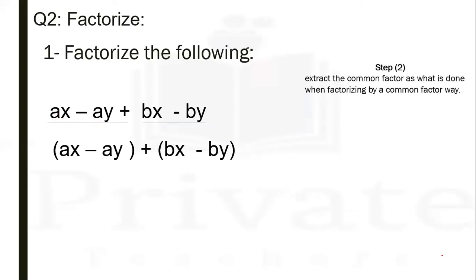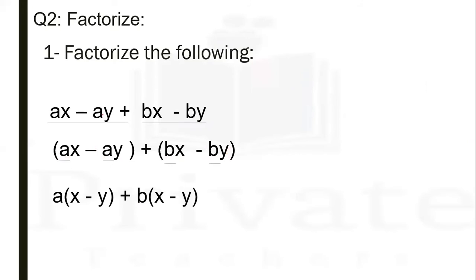After that, step number two, extract the common factor, as is done when factorizing by the common factor way, from this bracket and this bracket. Here the common factor is a. Here the common factor is b. So by extracting the common factor from this bracket and from this bracket, it becomes a outside the bracket and inside the bracket x minus y, so it becomes a(x minus y). From this one it is b(x minus y).